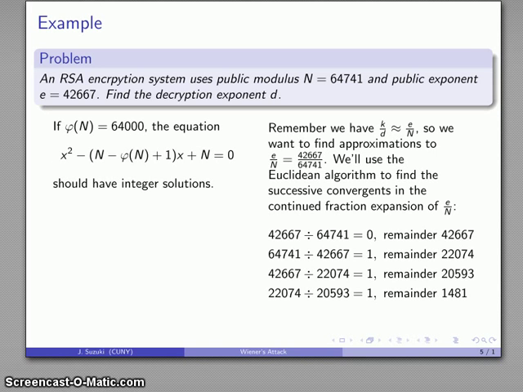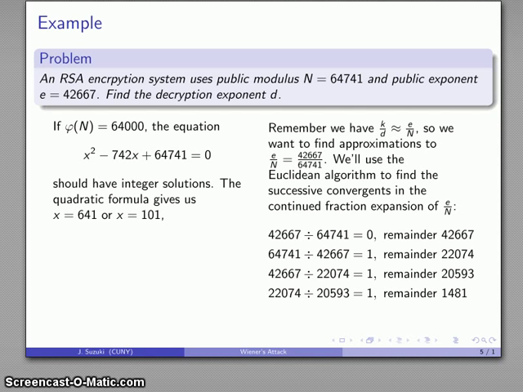So our equation should have integer solutions. I know what n is. I have a guess as to phi of n, and so my quadratic equation, substituting it in, gives us this. Now, how do you solve a quadratic equation? Well, this type, you don't factor. Why not? Because if you could factor this, you wouldn't go through this whole problem. If you could factor this equation, you'd have a factorization of 64,471, and you know how to factor n, and that would tell you what phi of n is.